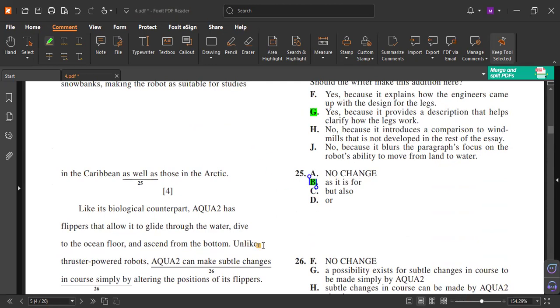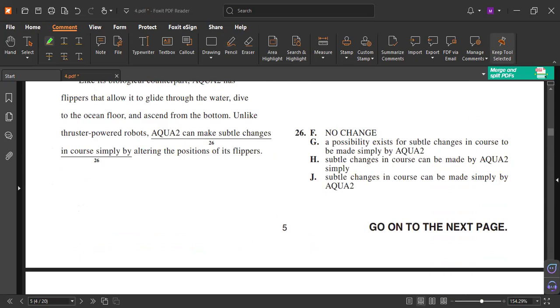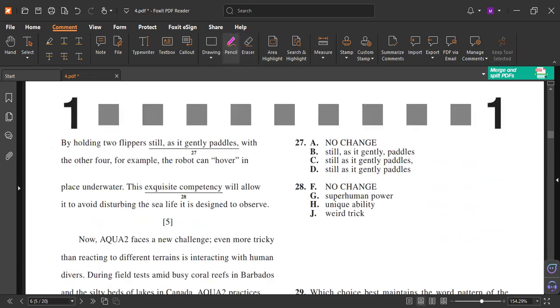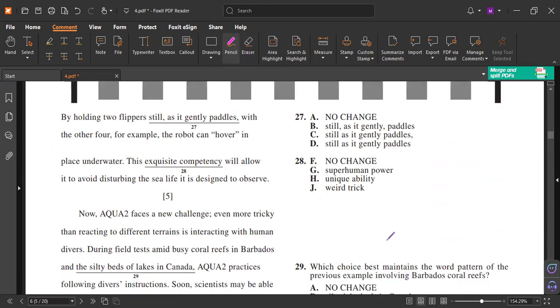26 F. Correct. 27 C. 27 C. No. That's so sad. Why is it wrong? I hate to have a problem.